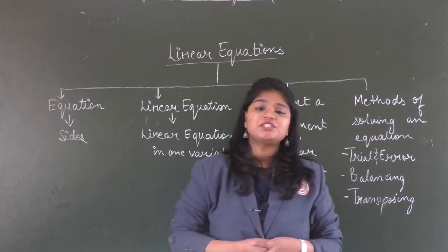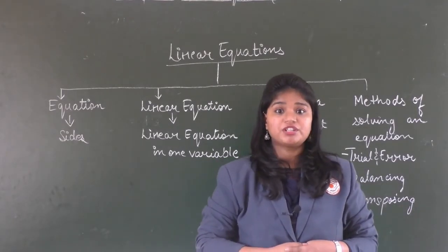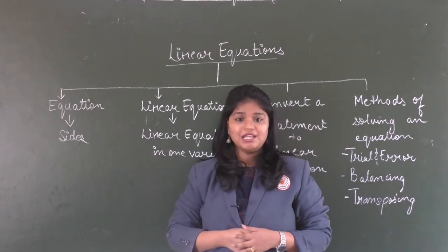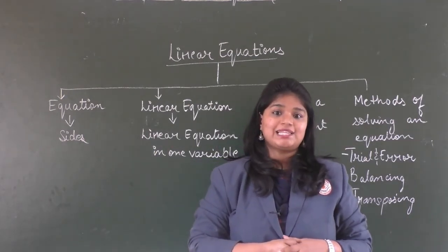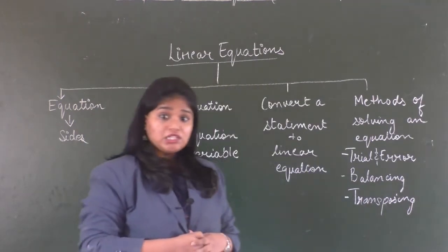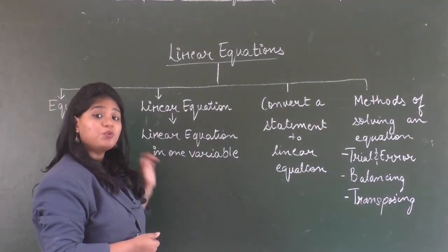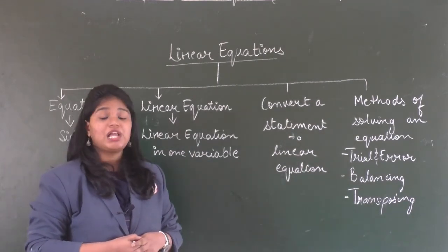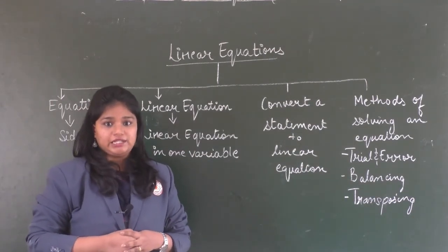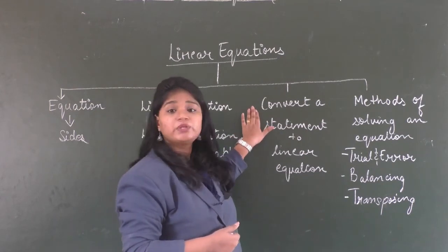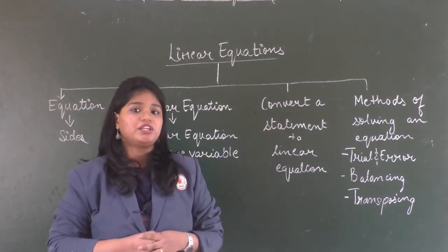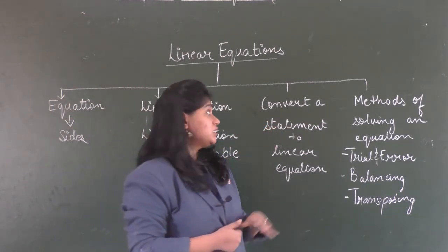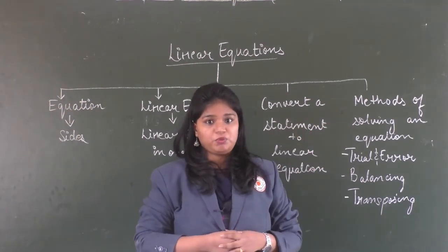So students, in today's video we learned about a new term, that is equation, and sides of an equation, that is LHS and RHS. We learned what are linear equations and what are linear equations in one variable, that is an equation will have only one alphabetical letter. We also learned how to convert a statement into a linear equation. And lastly, we learned about the three methods of solving an equation.